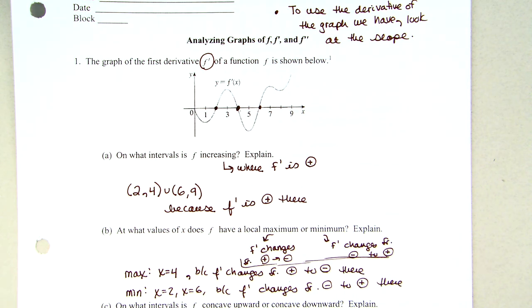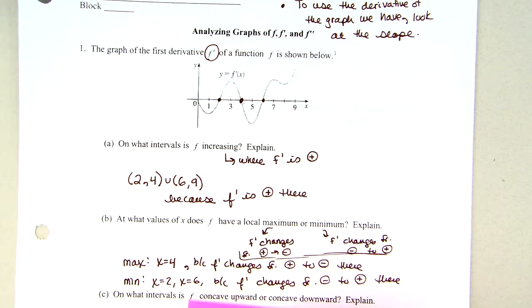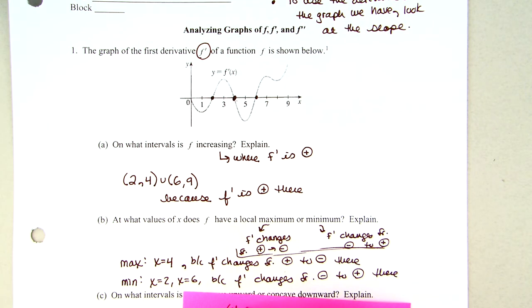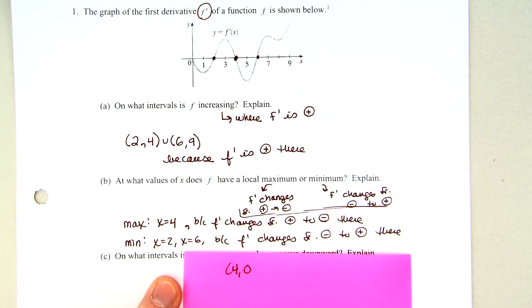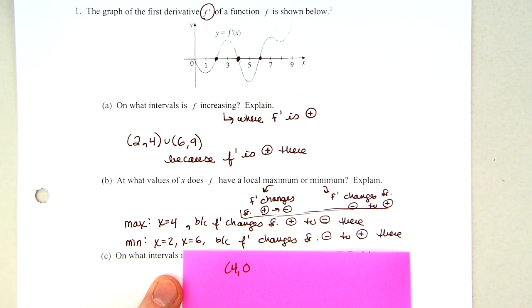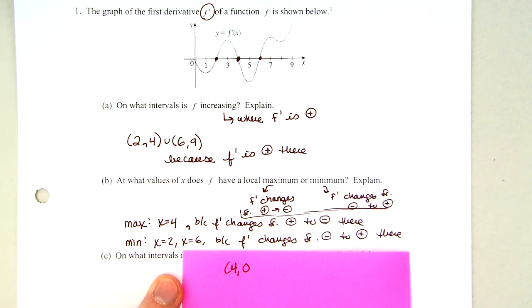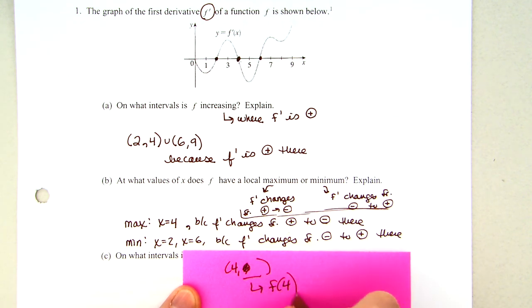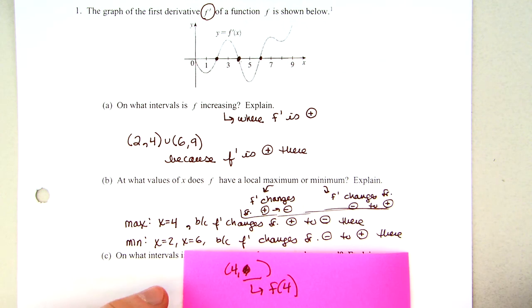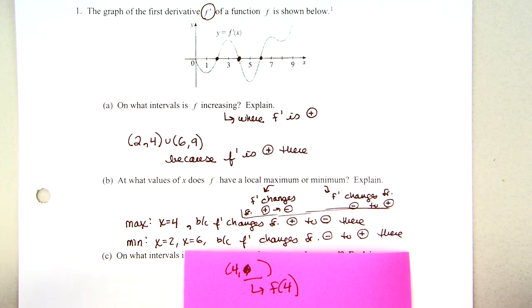I do have a question for you. Can we say that the maximum is 4, 0? What's wrong? I see 4, 0 there. Because that's not the original function. You know that to find y coordinates, you're plugging into the original. You're finding f of 4. Do you have any way of finding f of 4? No, you don't know f.